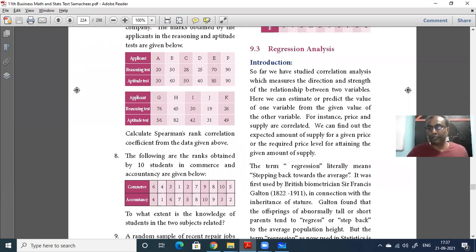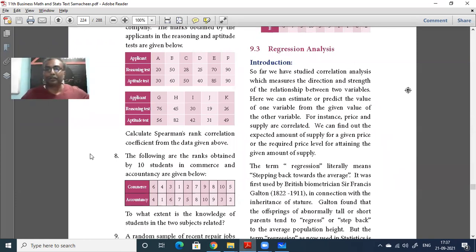Okay, let us do regression analysis now. So far we have studied correlation analysis that measures the direction and strength of the relationship between two variables. What direction: if this increases, that increases, or if this increases, that decreases. X increases, then Y decreases. Okay, like that. So negative and positive we found out. Direction. Then strength: how much if X is increasing, how much Y is also increasing. That also you found out.